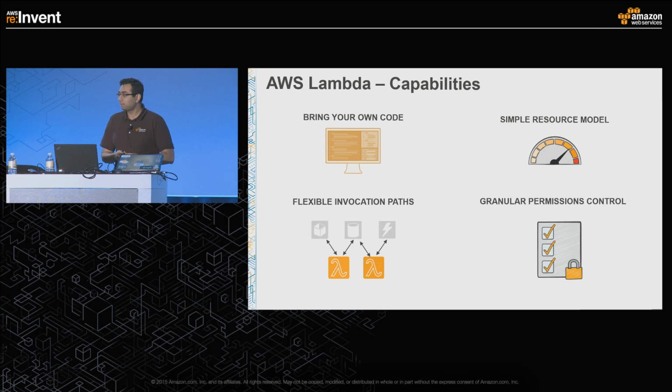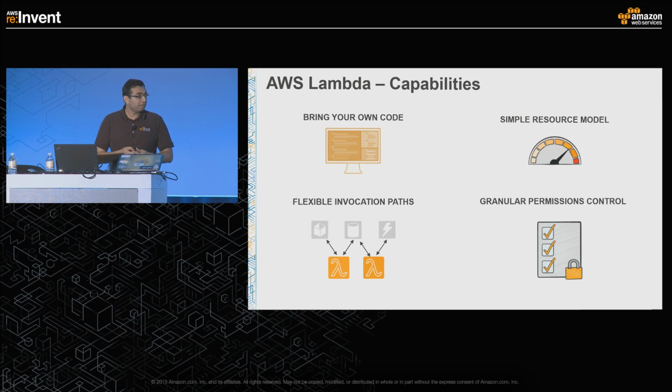We have flexible invocation paths for Lambda, which means that you can invoke Lambda functions either synchronously or asynchronously. You can invoke them either directly from the CLI or through an API, or you can hook up Lambda functions to process existing AWS service events. What this helps with is that you no longer have to build a lot of those connections and pipelines to transfer the data from one service to another. Lambda will automatically invoke whenever there's some new data to compute.